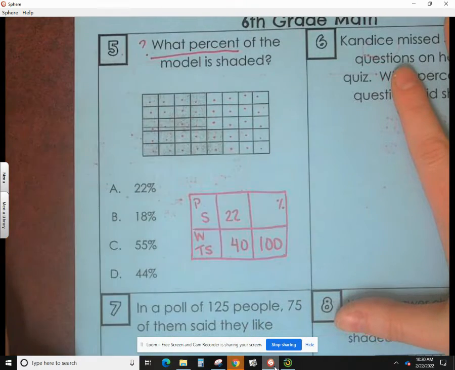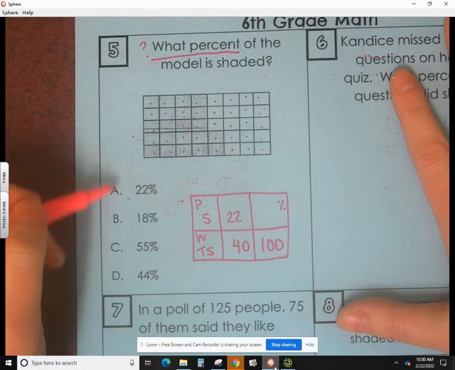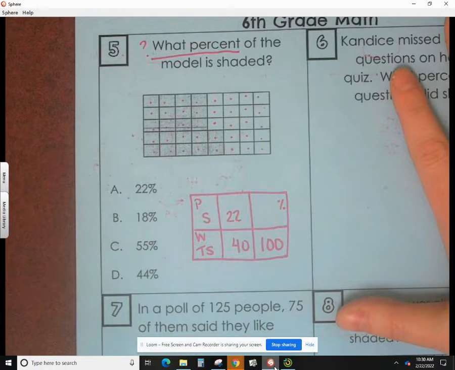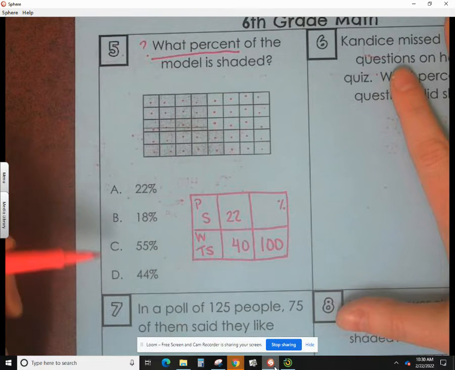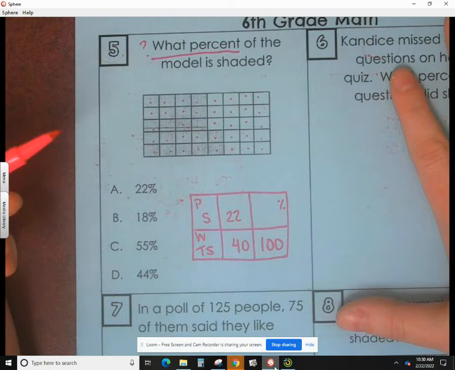So that's why that one is blank. Just really quick, let's look at our answer choices. A lot of people are going to be drawn to this answer of 22% because there are 22 that are shaded. Remember though, percent is out of 100. There are not 100 squares here. So if it was 22 shaded out of 100, that would be 22%.